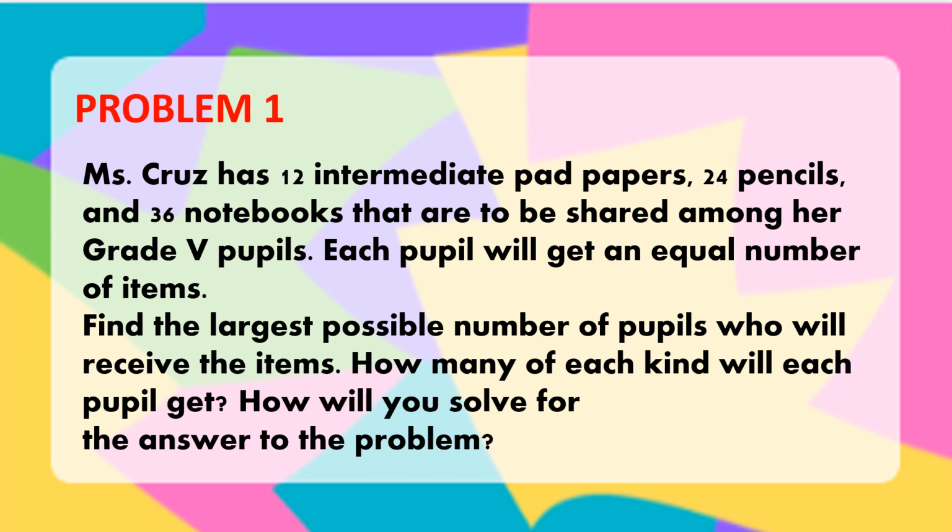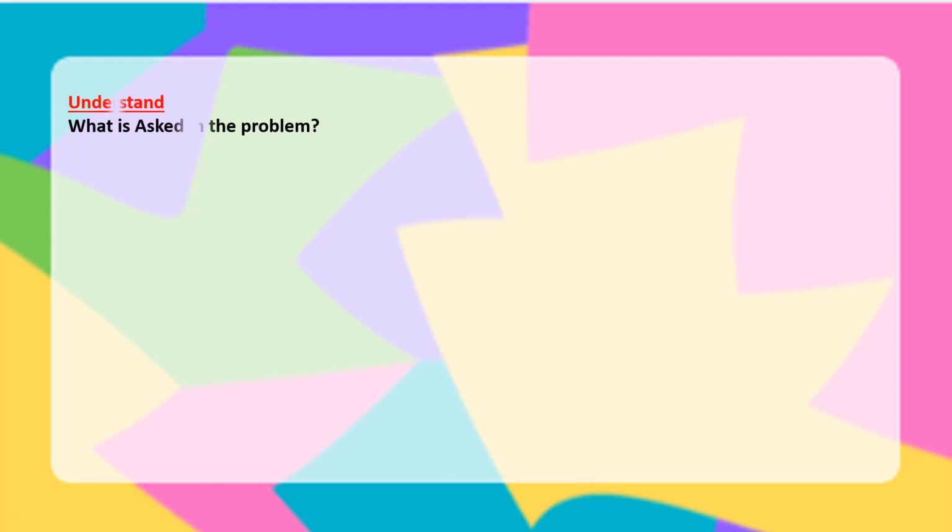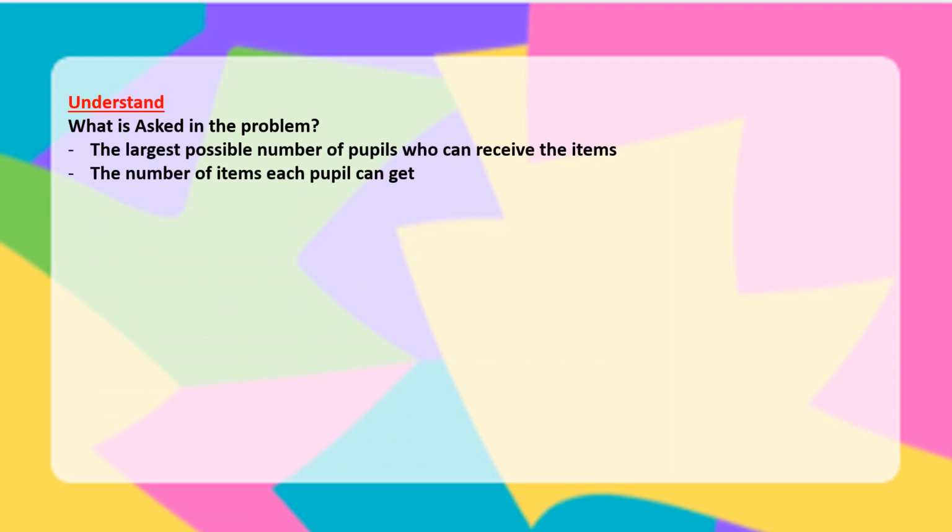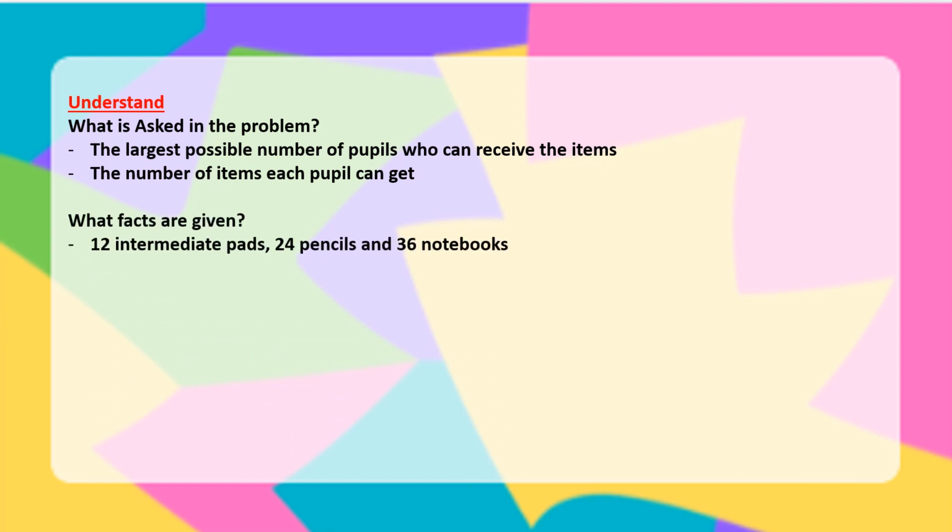How will you solve the problem? Okay, by following the different steps. The first one is to understand what is asked in the problem: the largest possible number of pupils who can receive the items, and the number of items for each pupil. Next are the facts that are given. What are the facts? 12 intermediate pads, 24 pencils, and 36 notebooks.